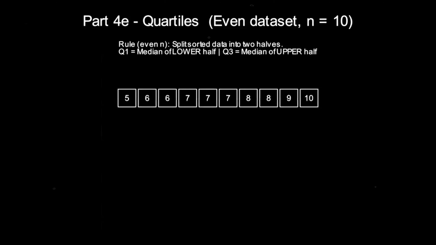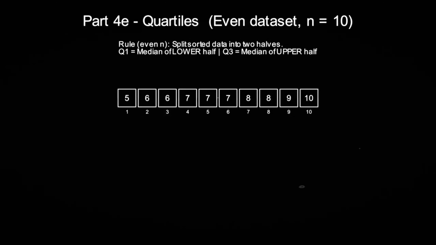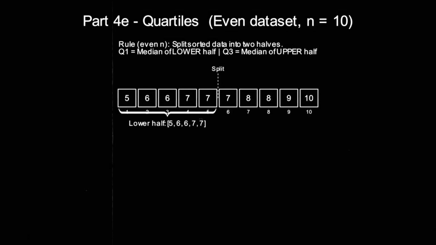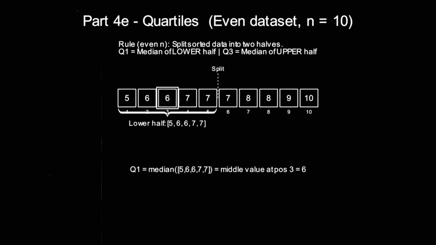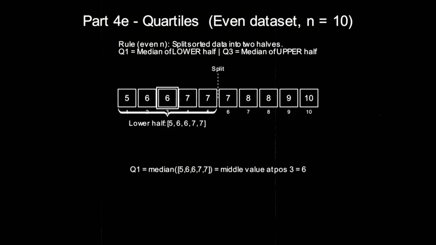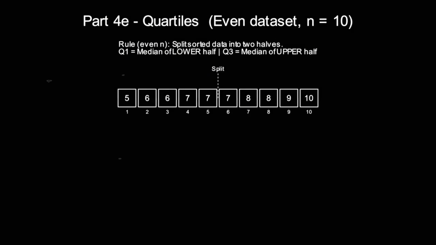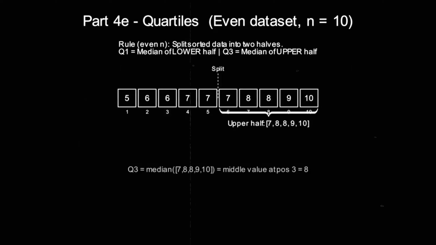Since n is even, we split right between position 5 and position 6. The lower half contains 5, 6, 6, 7, and 7. Q1 is the median of the lower half. The middle position is the third value, which is 6. So Q1 equals 6. Q3 is the median of the upper half. The upper half contains 7, 8, 8, 9, and 10. The middle value is again the third one. That's 8. So Q3 equals 8.